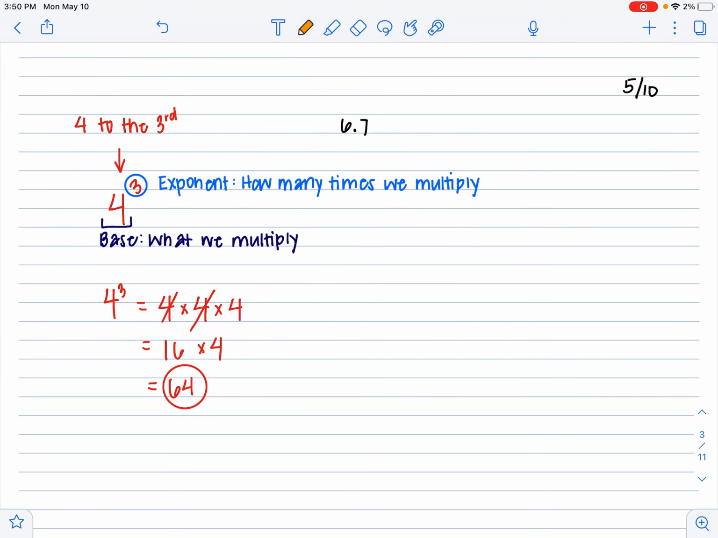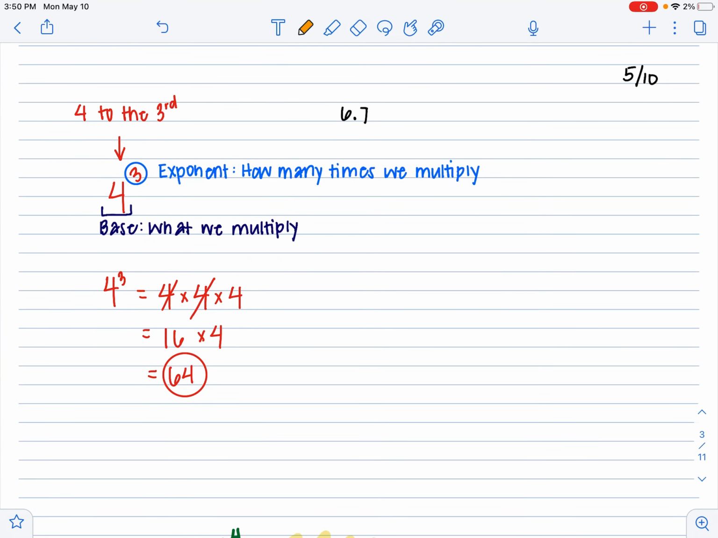Let's do another example. Let's say that I had 5 to the fourth power. The first question I want to ask myself is, what is my base? What am I multiplying? I can see that my base is 5, so I'm multiplying 5. And my exponent is 4, which means I'm going to need 4 groups, or I should say 4 instances, 4 factors of 5. 5 times 5 times 5 times 5.